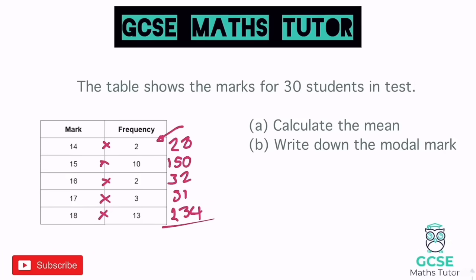So 234 plus 51 plus 32 plus 150 plus 28 gives us a total amount of marks there of 495. So that's their total, and it says that there are 30 students up here. Although if we didn't know that, we could add together this frequency column and we get a total of 30. So to find the mean, we just need to do 495, the total amount of marks, and divide it by 30. And that gives us a final answer there of 16.5.